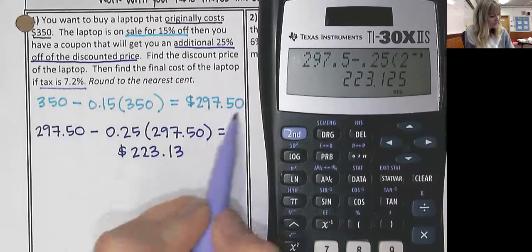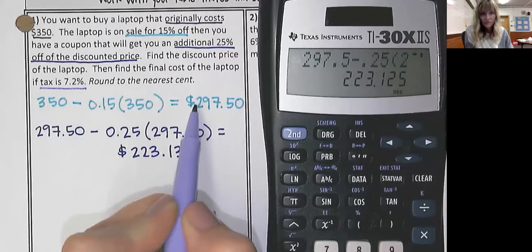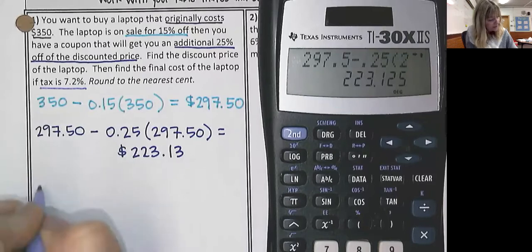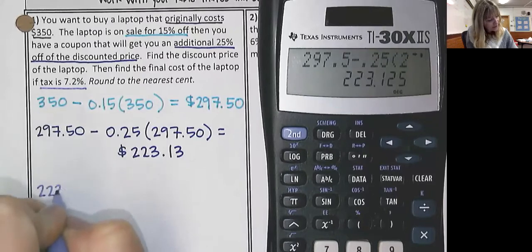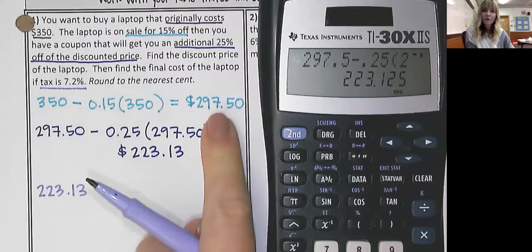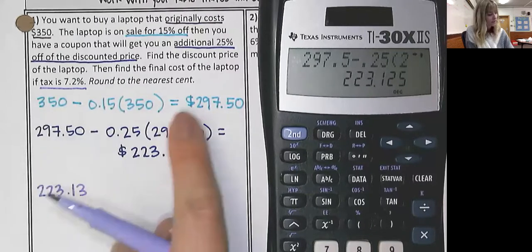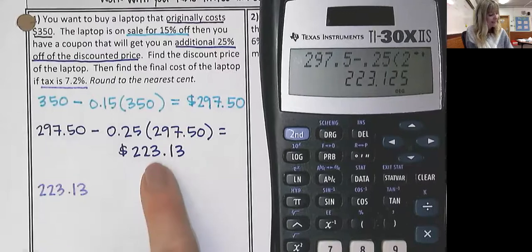So this is my discount with the 15% sale. This is my discounted price with my additional 25% off coupon. Now I need to use this value as my original. So whatever you ended with is always going to become your base for the next step. So this is now the base here, and this is now the base here.